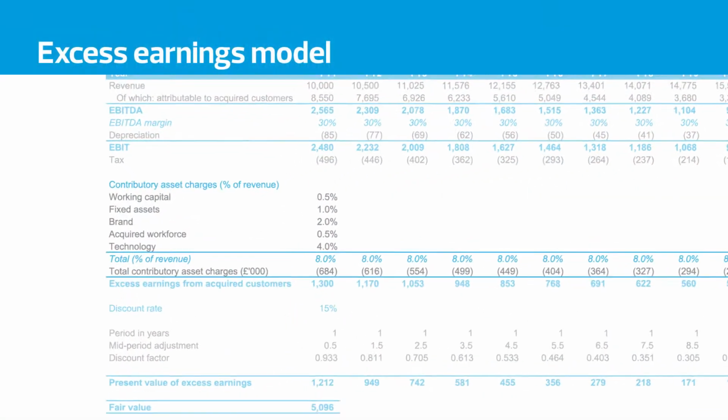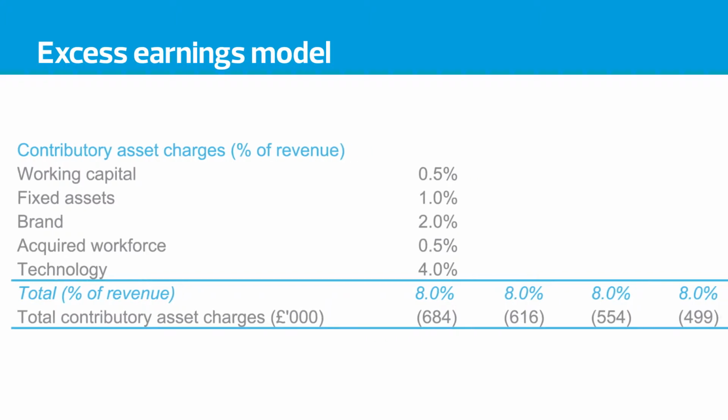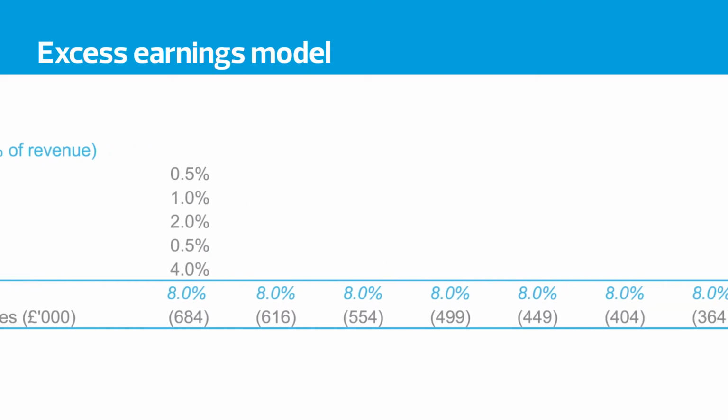So the next step is to deduct contributory asset charges. And we need to deduct those because we're valuing the intangible asset as if it were the only asset we're looking at, the only asset we owned. And it's an economic concept rather than an accounting concept. So if we only owned this intangible asset, we'd have to borrow in all the other operating assets in the business to generate our return. And the people who owned all those other assets would want a return on their cost.